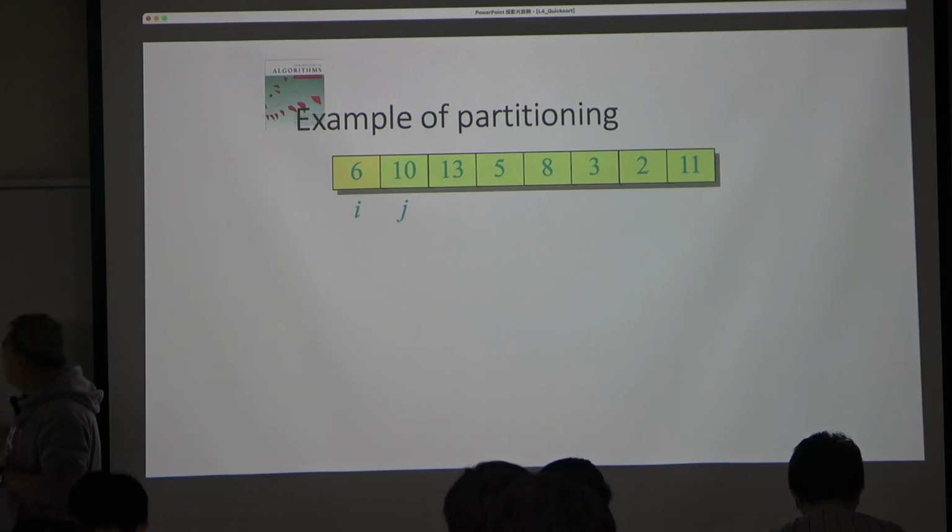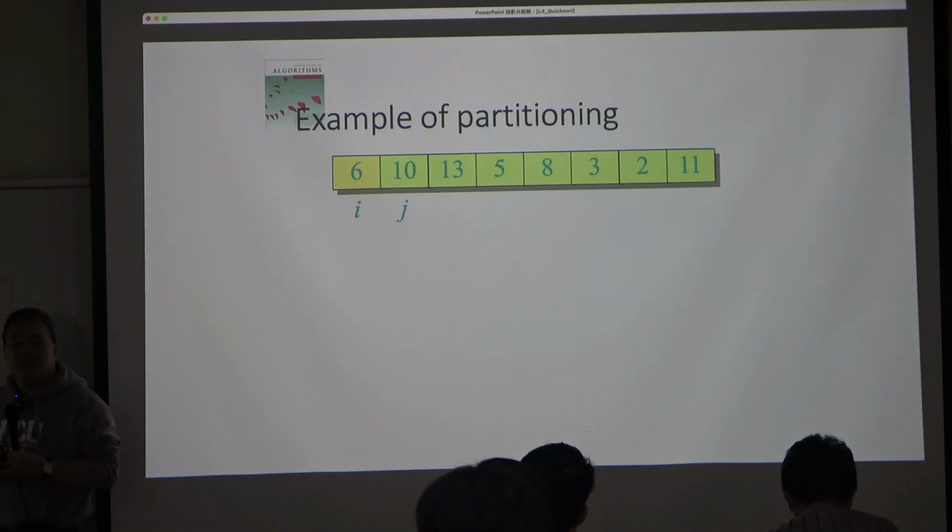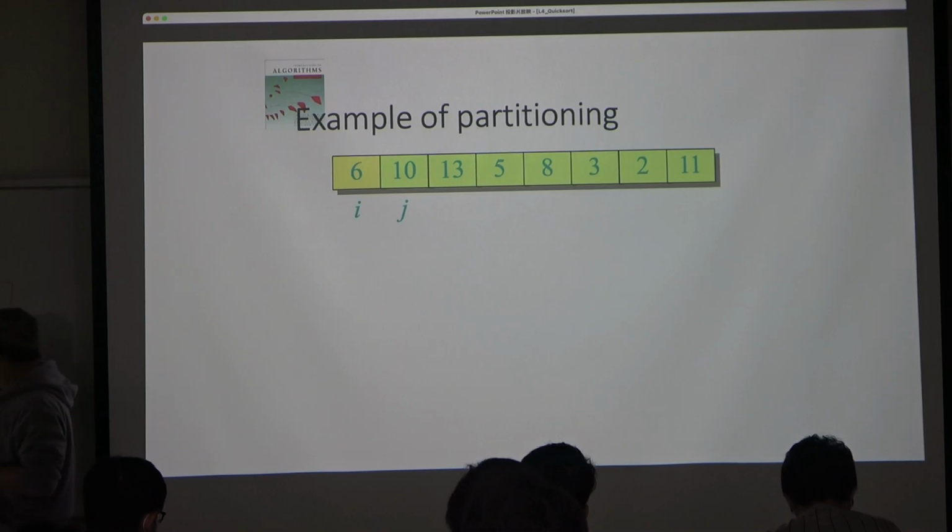Okay, this is a pivot. This is a pivot, and we already break these numbers into 2 parts. The first part has numbers smaller than the pivot. The second part has numbers greater than the pivot.